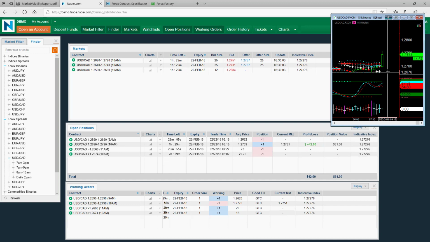Okay, as you can see, the report came out and is moving up. I believe some of our targets already got filled. That was quick. And this is usually the way it is when you're trading a market report. It actually gets filled really quick.